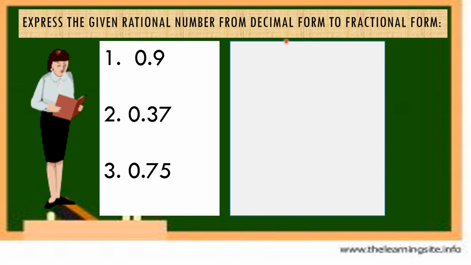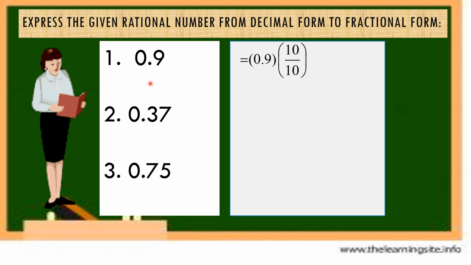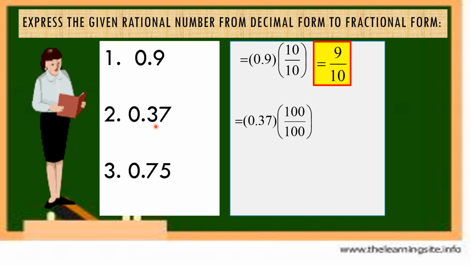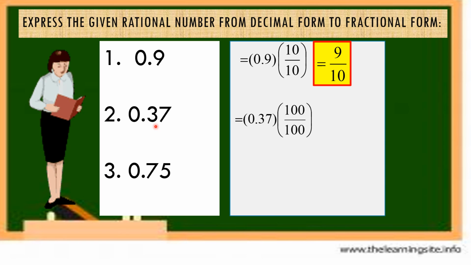Express the following decimals as fraction. We have 0 and 9/10. Since the given is a tens digit, we need to multiply it by 10 over 10. So the final answer will be 9 over 10. We are in the next number, 0 and 37 hundredths. Since the given is a hundredths, we need to multiply it by 100 over 100. So the final answer will be 37 over 100.